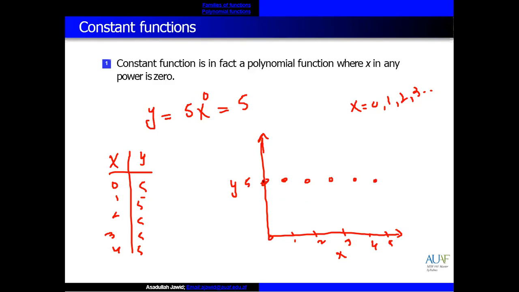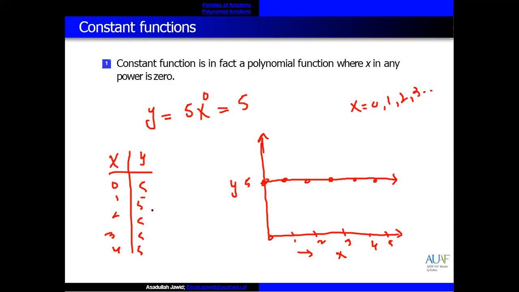This means that actually there is no relation between y and x. You can see x is changing, but y remains constant. This means that in a constant function there is no relationship between the two variables x and y.